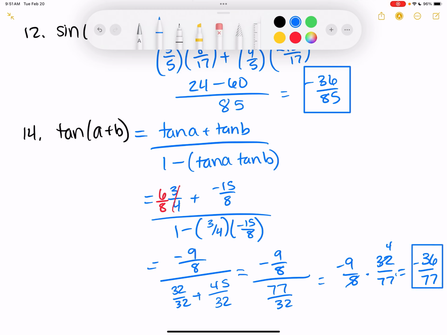So still obviously have to do the keep, change, flip and deal with fractions and fractions, but we don't have to do the rationalizing, so it goes a little faster. And again, if you can do some of that in one step or something, that's fine, as long as you're confident in it.